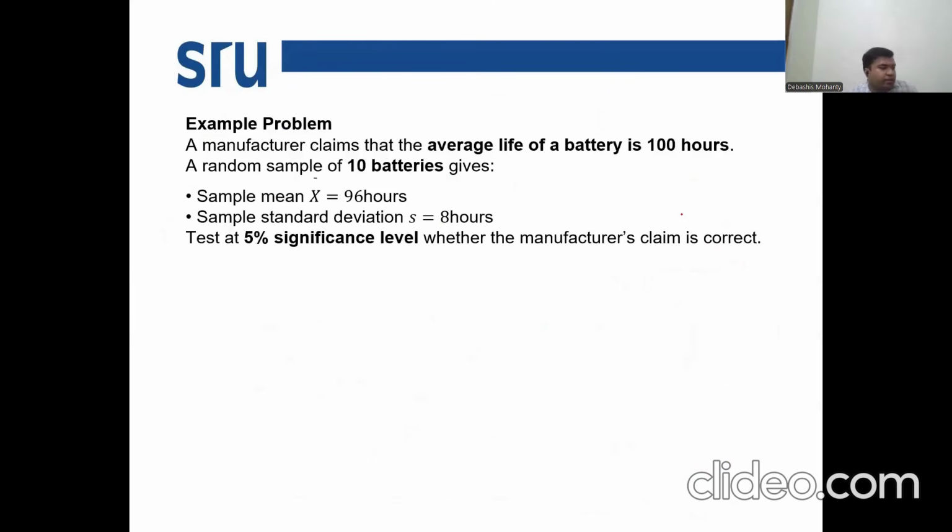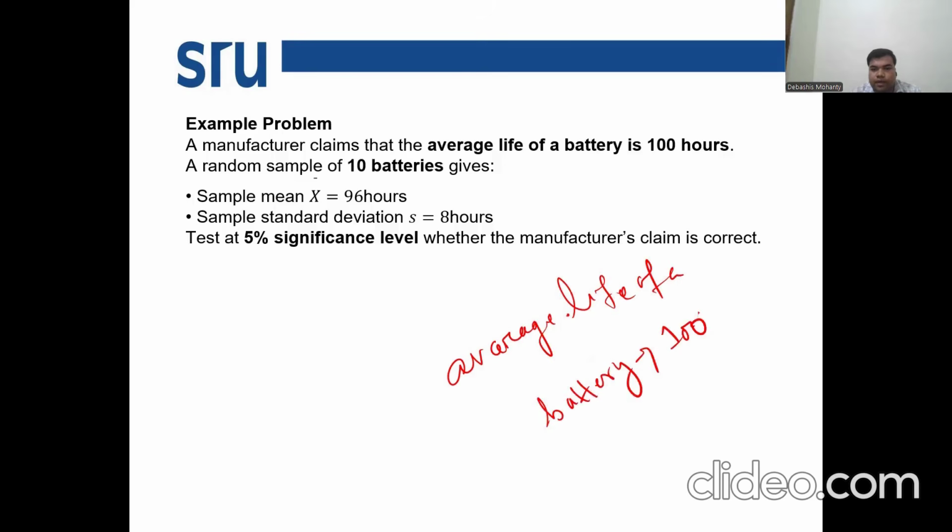Next, coming to the next problem. Here is one interesting example. The example is explaining that a manufacturer claims that the average life of a battery is 100 hours. A random sample of 10 batteries is given.